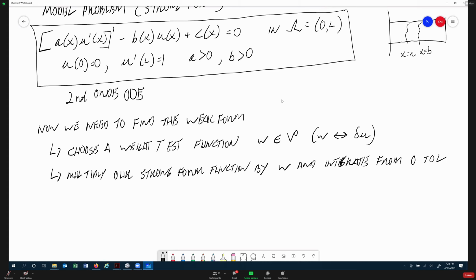from 0 to L, or it could be A to B, but we're going to do 0 to L. So we're going to have the integral from 0 to L of (A U prime)prime minus B U plus C, times W dx, is equal to 0 for all W contained in our V space. And this is called a weighted integral statement.